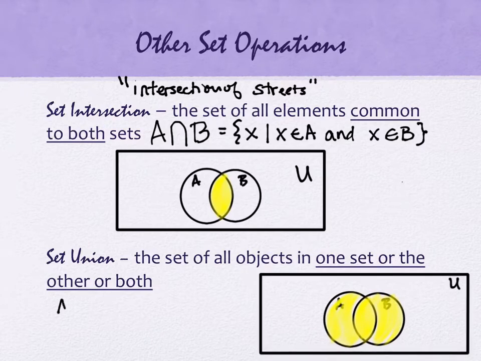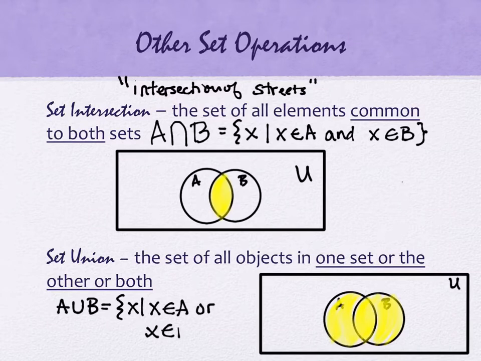The symbol for this actually looks like a U for union, so that one's easy to remember. And this is the set of all x, such that x is an element of A, or x is an element of B. So it's in one or the other, but being in both actually gives you that for free. You're in one or the other if you're in both. These are the two we see the most frequently.